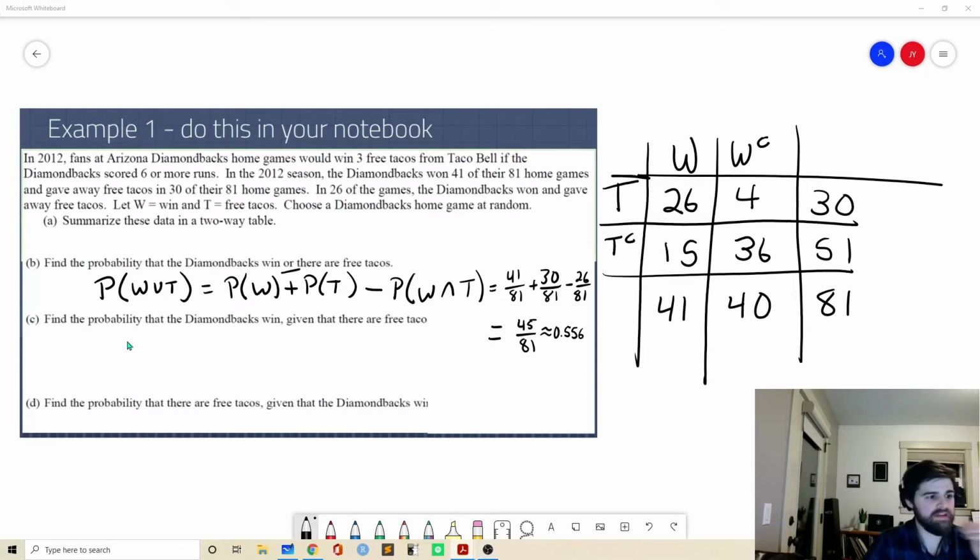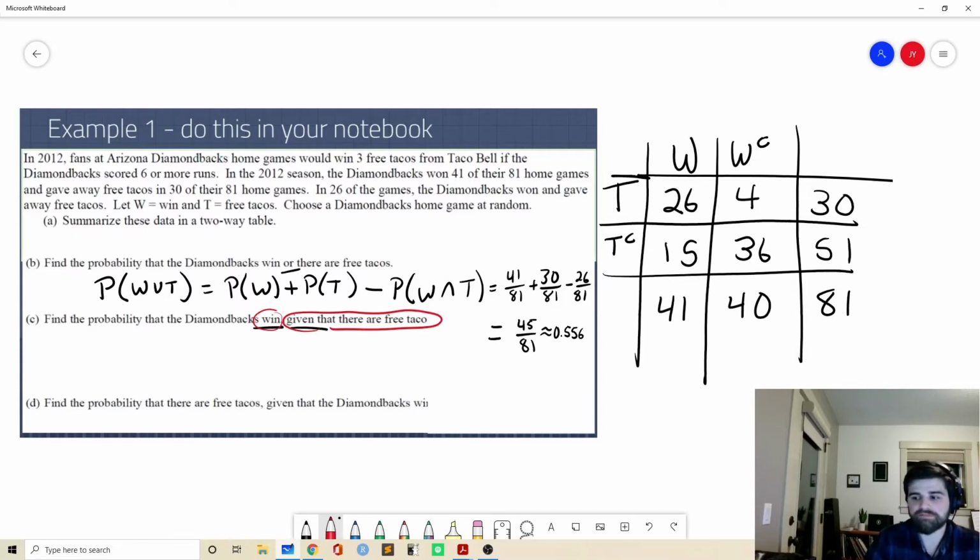All right, the next one says find the probability that the Diamondbacks win given that there are free tacos. Now, this is the first time we've seen a given condition for our probability, and we don't really need any new formulas to figure this out because we've got this two-way table in front of us that'll help us answer this. So what's the probability that the Diamondbacks are going to get a win if we know that there's already free tacos? So maybe we go to the bathroom, we didn't get to watch the 9th inning, but we see people leaving with their Taco Bell coupons ready to get their free tacos. So what's the probability that the Diamondbacks had just won that game if we know there are free tacos?